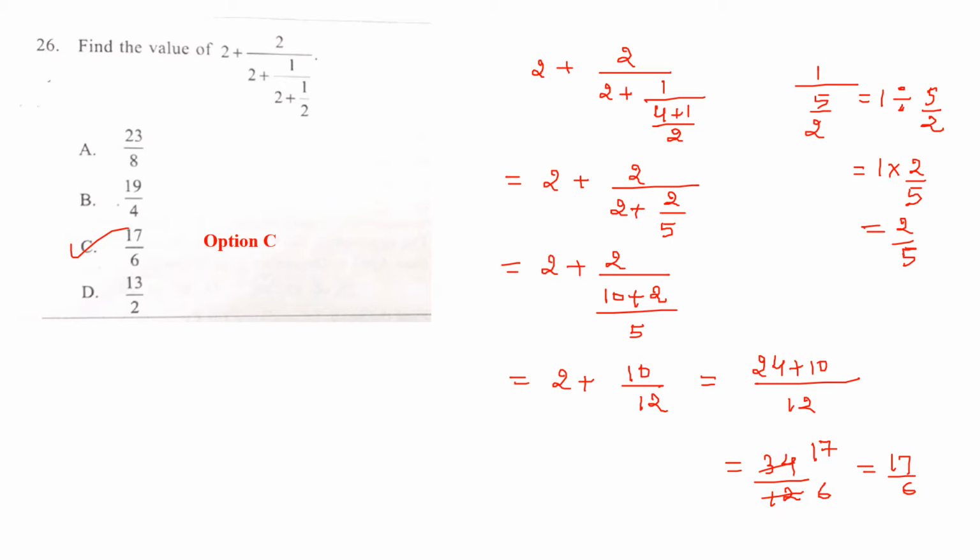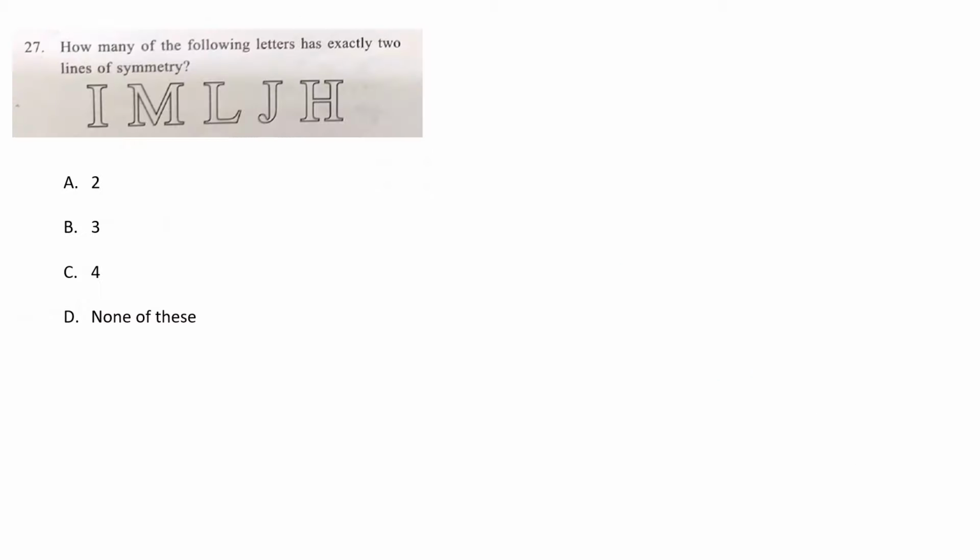Now moving to next question. How many of the following letters have exactly two lines of symmetry? So this is a very simple question. From the letters itself, it is very much clear only I and H will have two lines of symmetry. So here the correct option is option A.